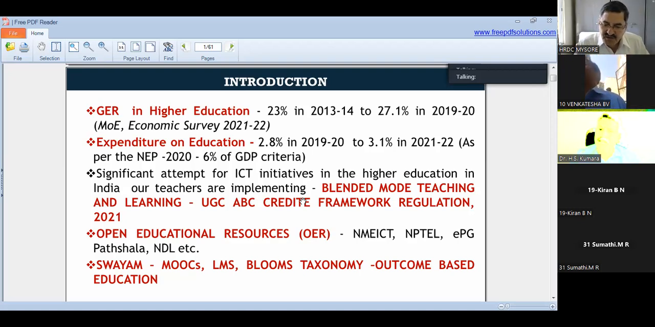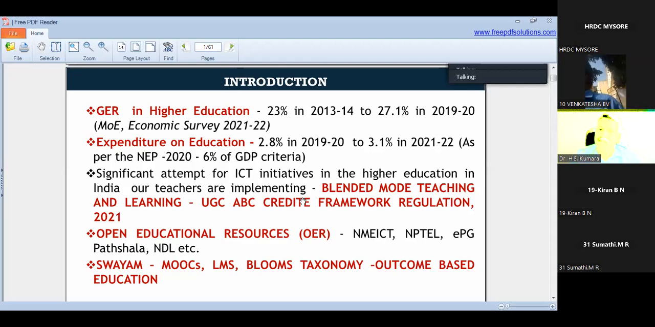Then some of the content on open education resources, because by and large you are all well versed with this, as well as the National Mission on Education through Information and Communication Technology. This is also an important initiative of the Ministry of Education. Then there is the National Programme on Technology Enhanced Learning, which we call NPTEL. So these are some of the things there. Then also e-PG Pathshala and the National Digital Library. These are some of the content, because if you have separate content on open education resources, they will discuss it in detail.